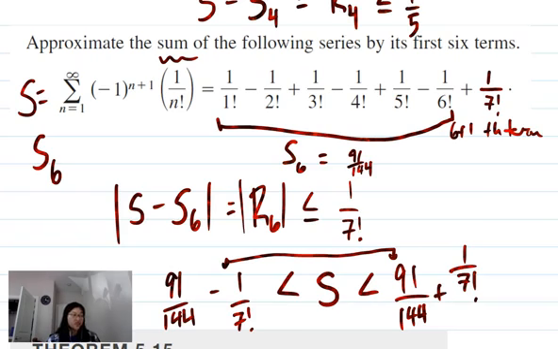If you want to plug those into your calculator, that's great. But that's pretty dang good. We just add together 6 terms, and then we know within 1 over 7 factorial how our series is going to behave, what the number it's converging to is going to be. It's pretty amazing, because 1 over 7 factorial is very small.